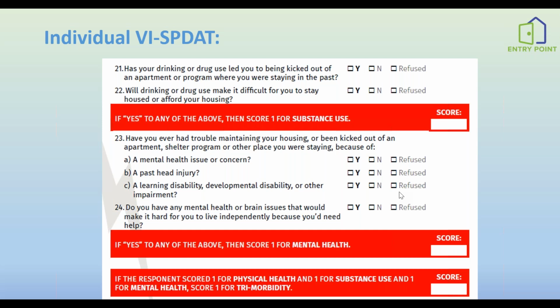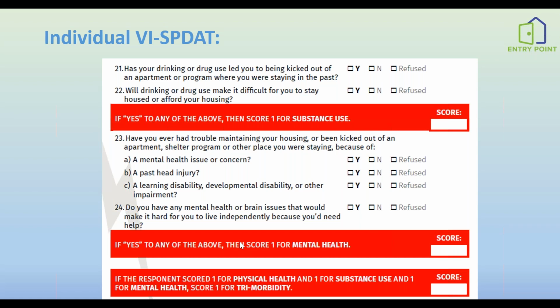23 is another one about, have you had trouble maintaining your housing or been kicked out of housing or shelter because of these things: mental health issue, head injury, learning disability, and so on. This is not a chance for us to prove that someone has a disability. This is about someone's perception about whether or not these disabilities or conditions are getting in the way of their housing. We have other opportunities, and we'll talk about that in the module that covers part 5 of the phased assessment, to really think about what constitutes a documentable disability.